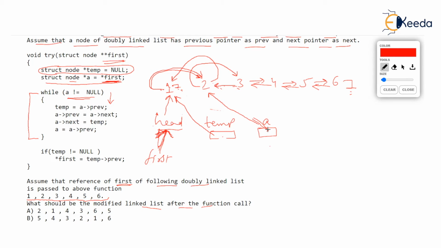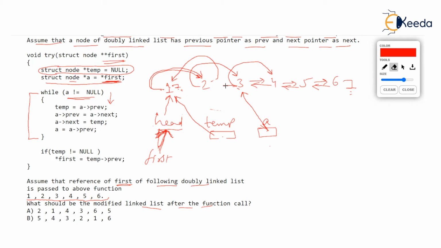So A should point wherever A arrow prev points, but A arrow prev points at 3. So now the pointer A will point to 3. Now we can summarize this. When we repeat the loop, prev of 3 will point to 4. It's like this. So prev of 3 won't point to 2 anymore.